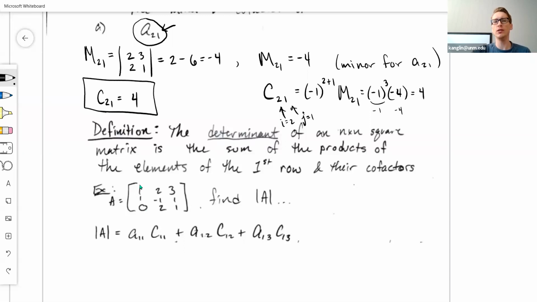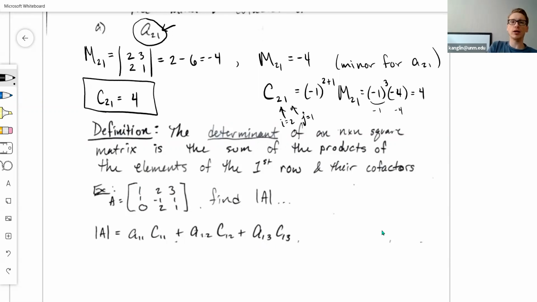Right? This is A11, so we multiply it by C11. This is A12, so we multiply by C12. This is A13, so we multiply that guy by C13. And we just add it up for every element across the first row. Multiply the element by its cofactor, add that for every element across the first row. That's how we're going to define our determinant.